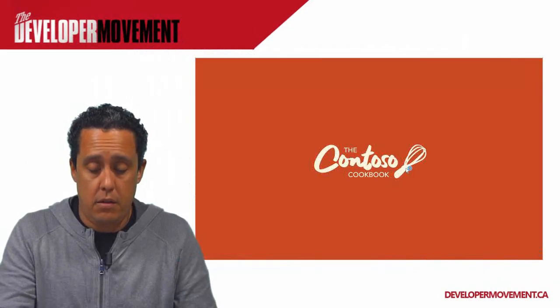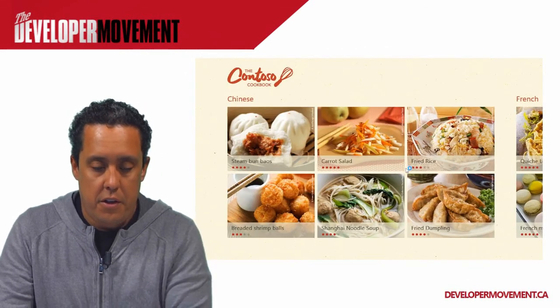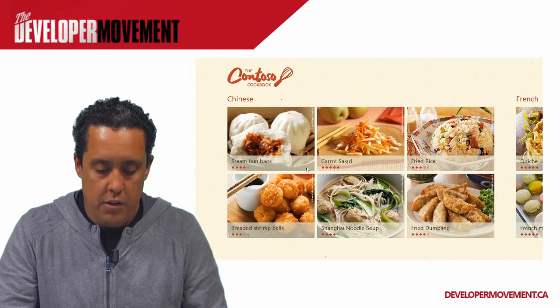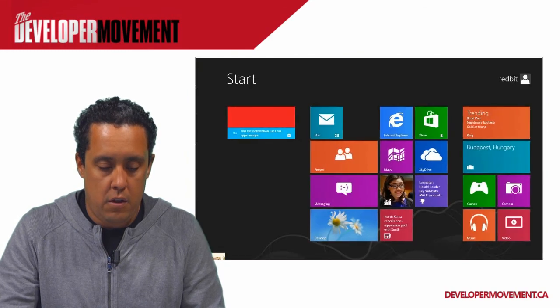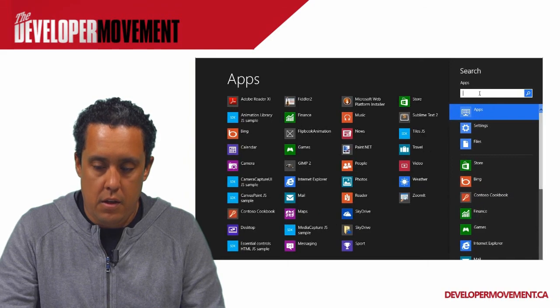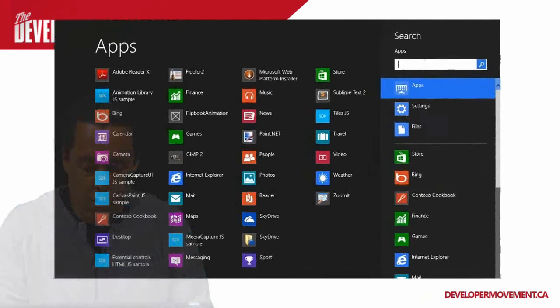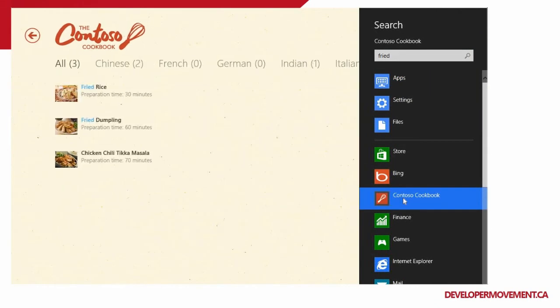Very quickly. So here's our same application. We're going to go back in here, and we're going to search and say "fried" within our Contoso cookbook. So you notice here, this is a standard search charm that comes up, and we're going to say we searched.